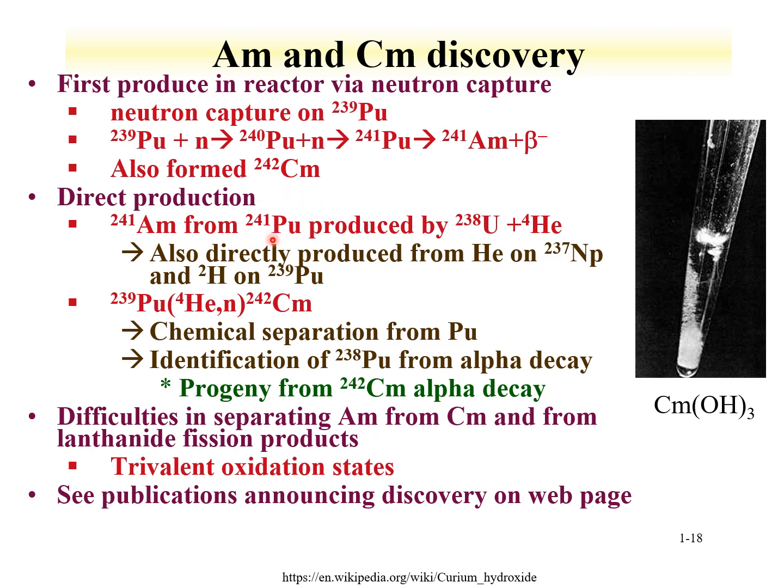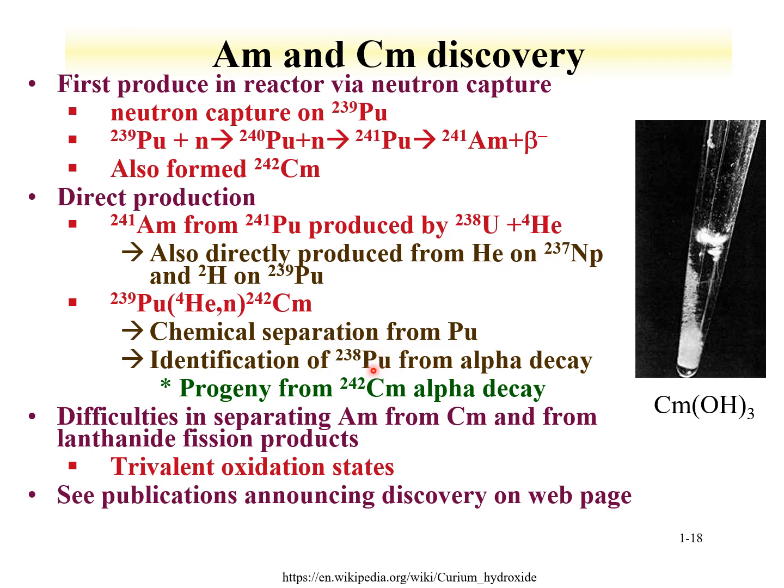Plutonium-241 would be produced and beta decay to americium-241. The plutonium-241 was produced by the reaction of uranium-238 plus an alpha particle. You could get another sort of direct production by using the same sort of reaction except with plutonium-239. The way we would write a reaction for the production of curium-242 is shown here, where one took plutonium-239, bombarded it with helium, a neutron would come out, and you would make this curium-242.